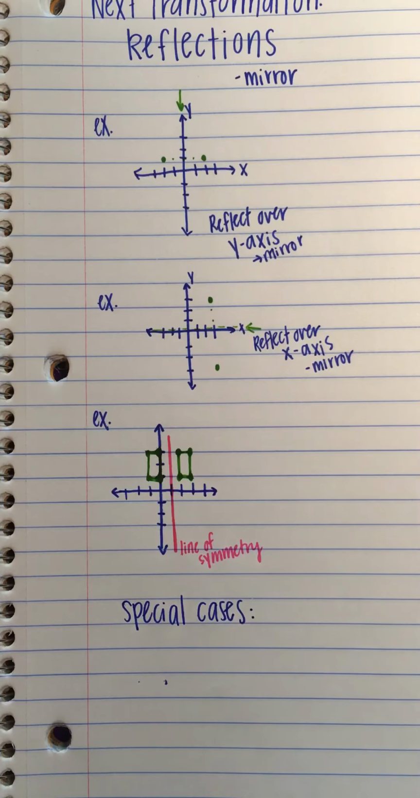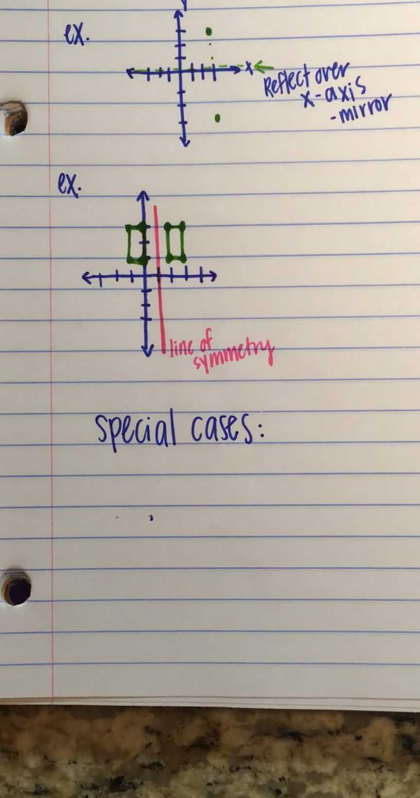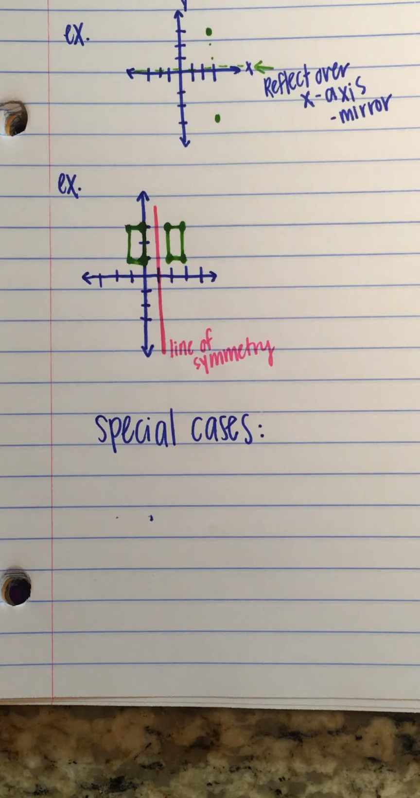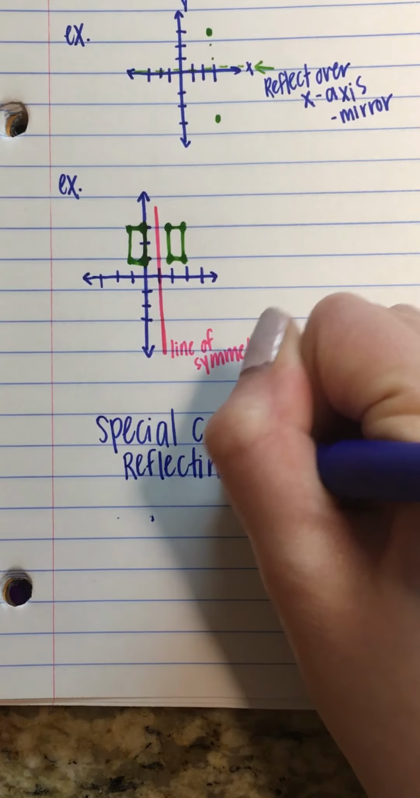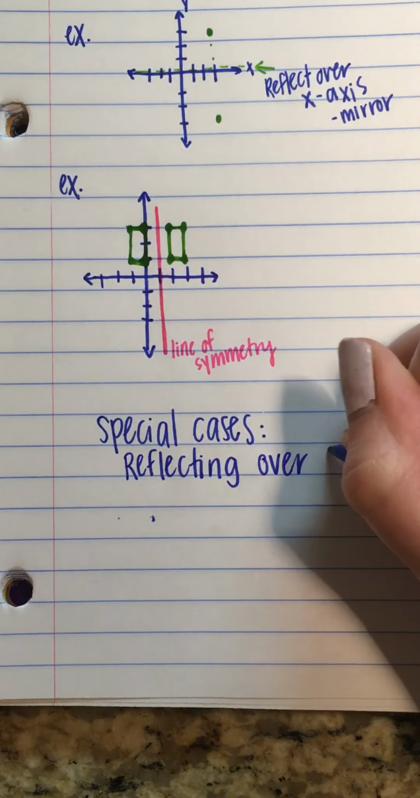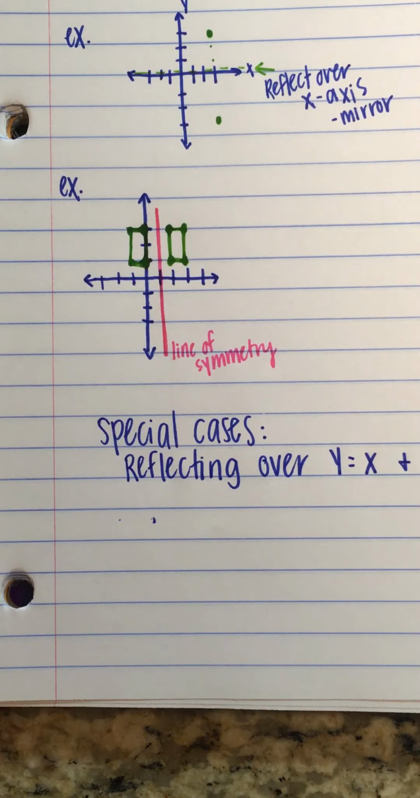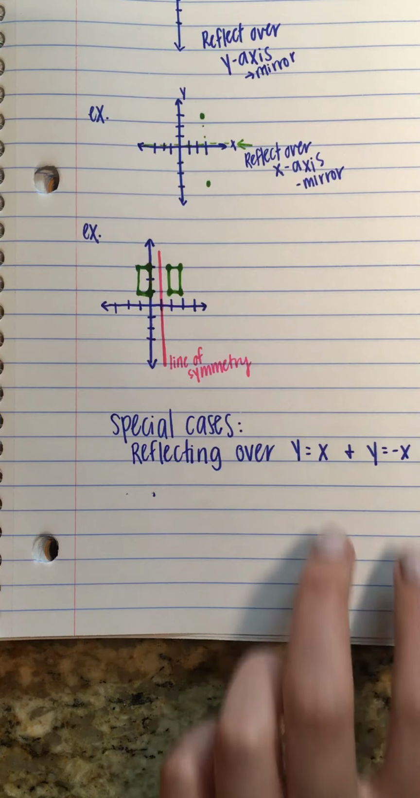So those are our basics for reflections. Now I'm going to talk about some special cases here. Some special cases are if you're reflecting over something that's not just your usual, straight up and down vertical or horizontal line. So our special cases are reflecting over y equals x and y equals negative x. Now these are 2 straight lines.